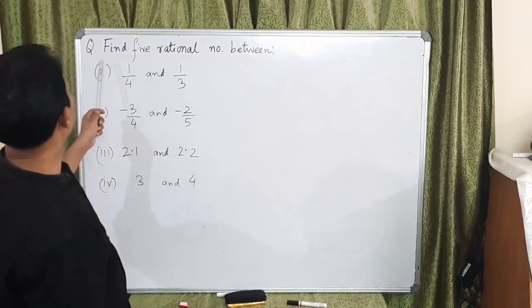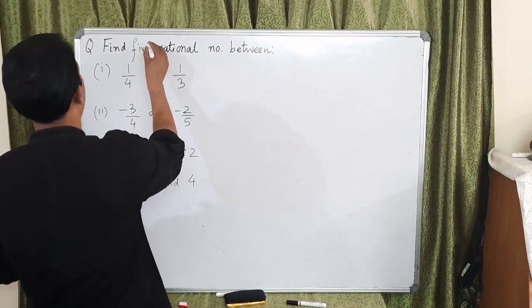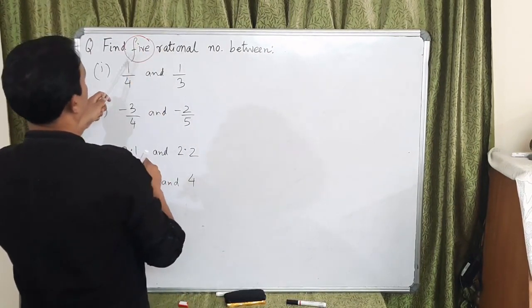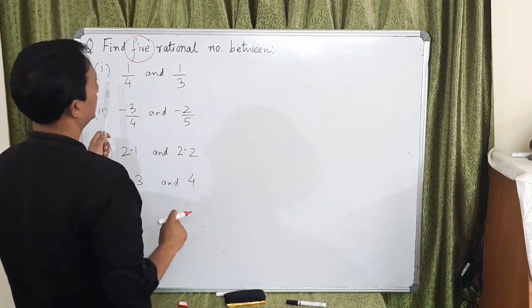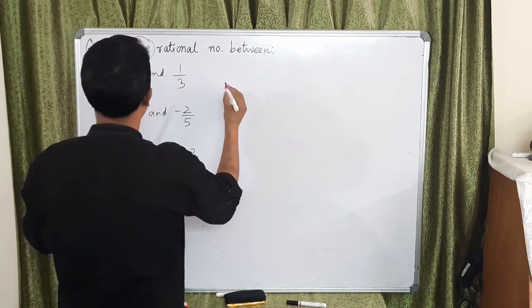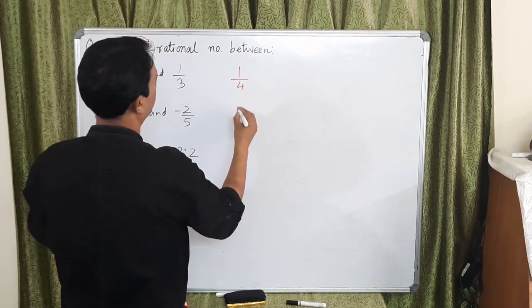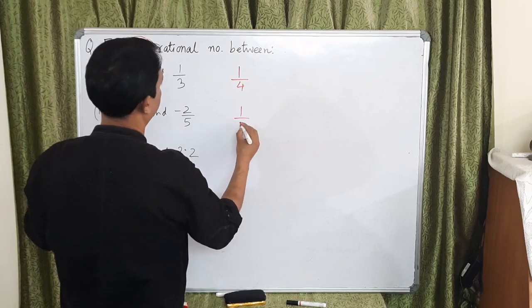Moving to the next question. Find 5 rational numbers between 1 by 4 and 1 by 3. Now, previously we did 1. Now we have to find 5. Now, in order to find more than 1, the best method would be like this. You take the two numbers. The first one is 1 by 4 and the second one is 1 by 3.